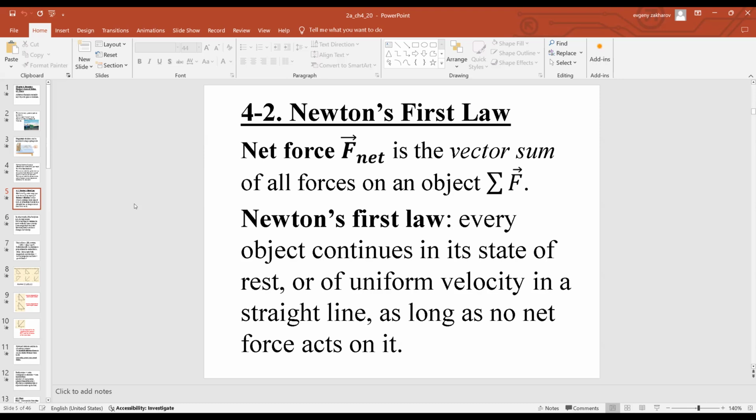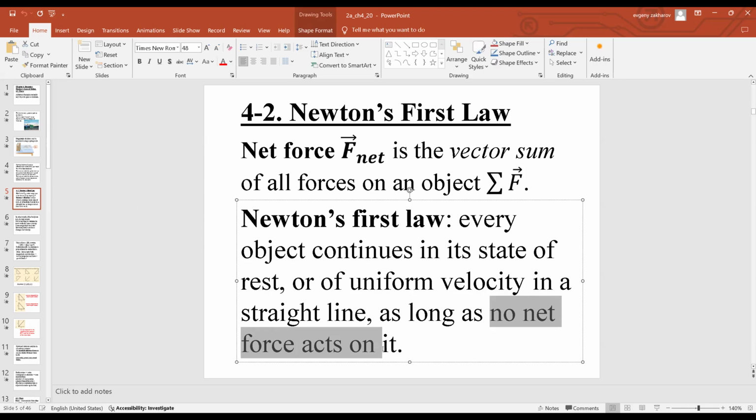And the first law says that if no net external force acts on a system or an object, then there will be no change in velocity. So the short version would be no force, no change in motion. And if there is a force that is not balanced by other forces, then you will get some change in motion. So first law, pretty much common sense.